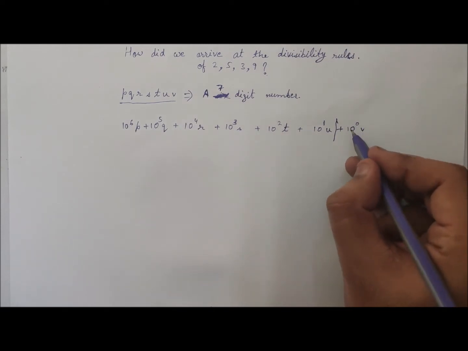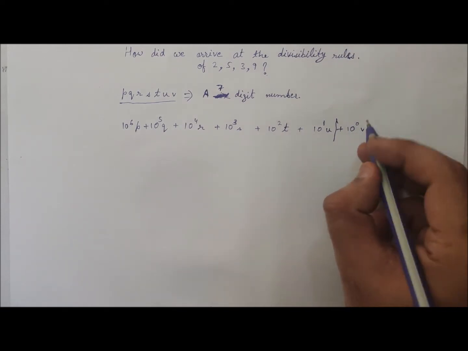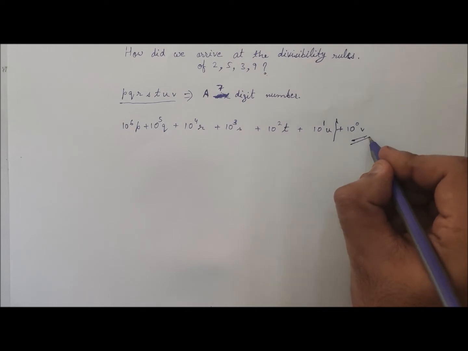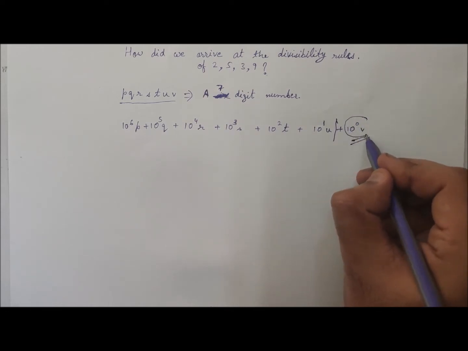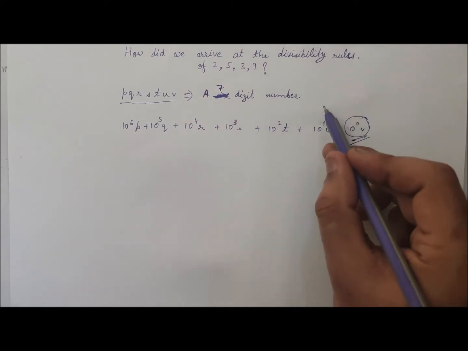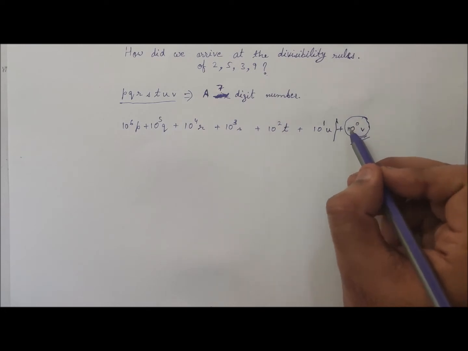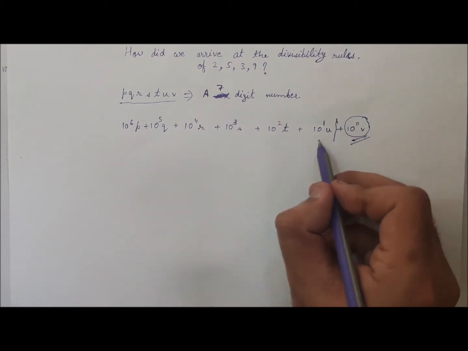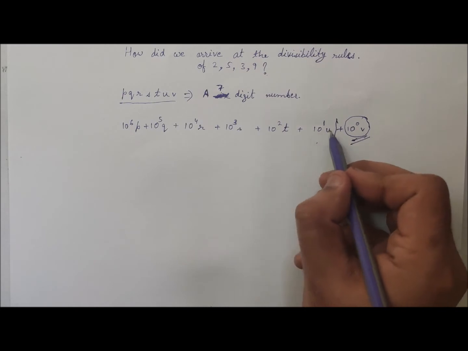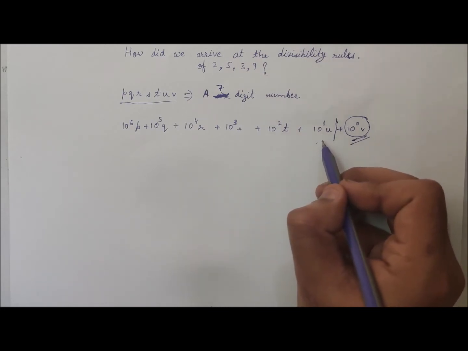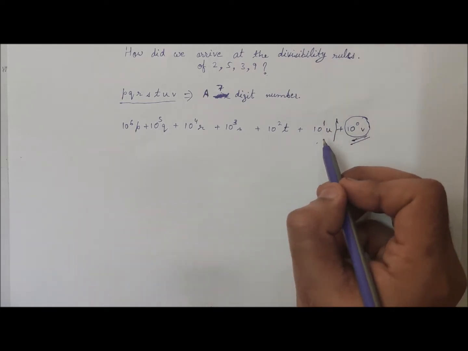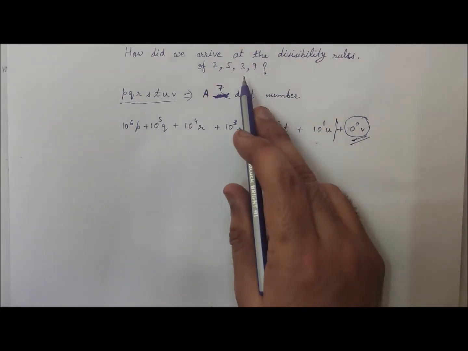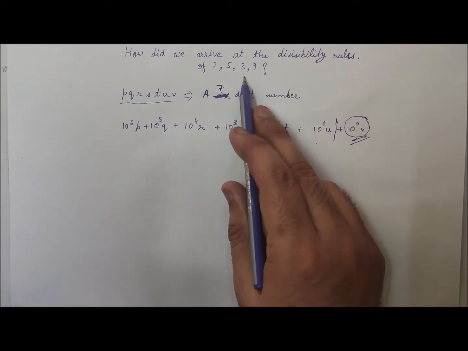So 10 to the power 0, which is 1, into V. We just need to consider the units digit for checking the divisibility rule for 2 and 5. So we just consider whether V is divisible by 2 and 5 for the first power of 2 and 5. For second powers, we'll take the last two digits along with this, because 10 is divisible by 2 and 5, but not by 2 to the power 2 or 5 to the power 2, and so on.